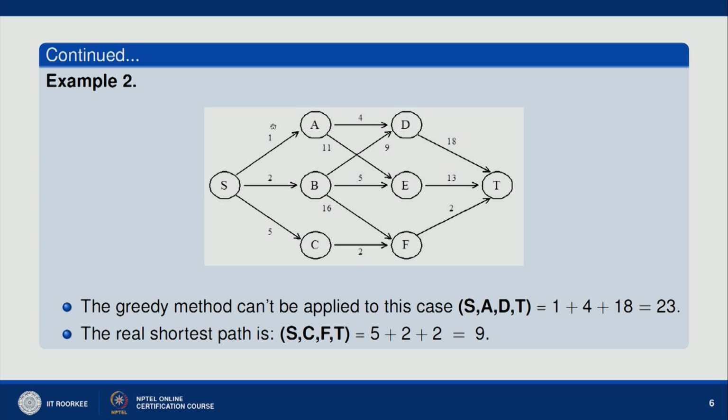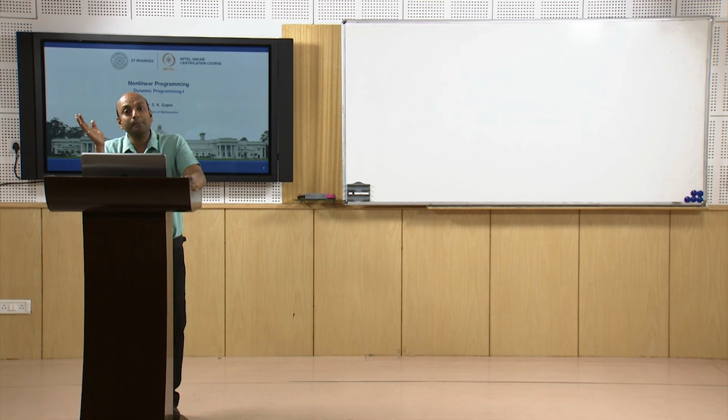However, this is not the shortest path. If you see this path S, C, F, T, S to C 5 units, C to F 2 units and F to T 2 units, that is 5 plus 2 plus 2, that is 9 units. This is minimum. This is much lower than 23. So, that means greedy method fails here. That means greedy method may be applicable for some simple networks, but may not be applicable for complicated networks.